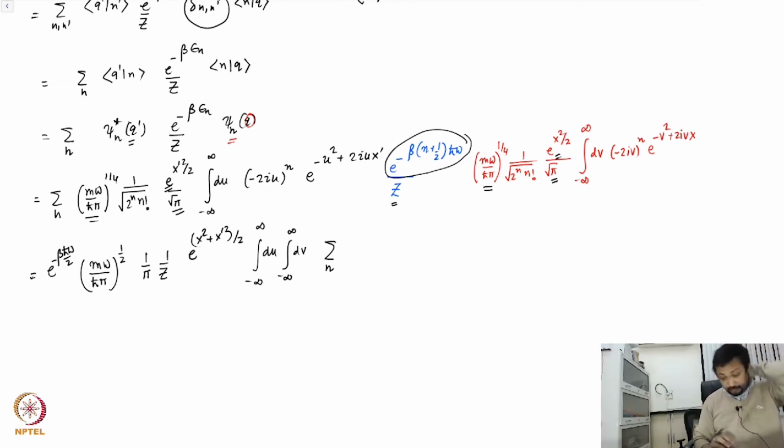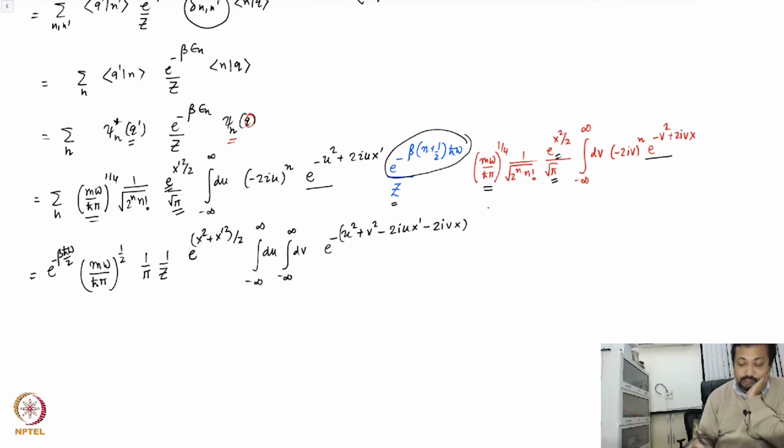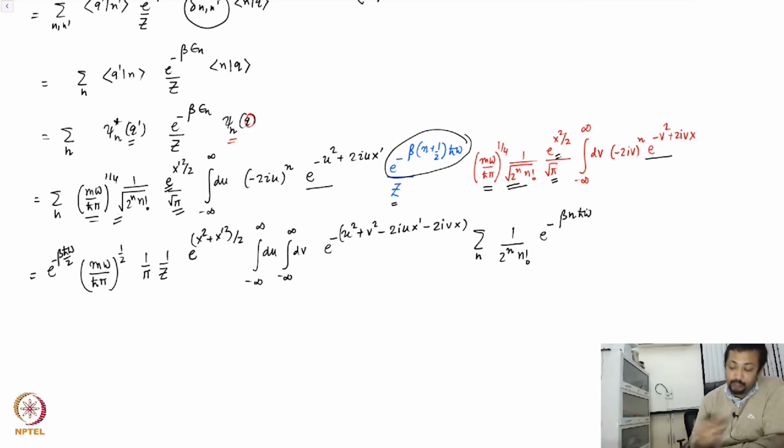And hopefully I have taken care of everything. Let's see. Then I have this and this, which is e to the power minus u square plus v square minus twice iu x prime minus twice ivx times sum over n 1 over 2 to the power n factorial, because you have a square root here and a square root here. The product of these two gives you 2 to the power n factorial, and then you have e to the power minus beta m h bar omega.